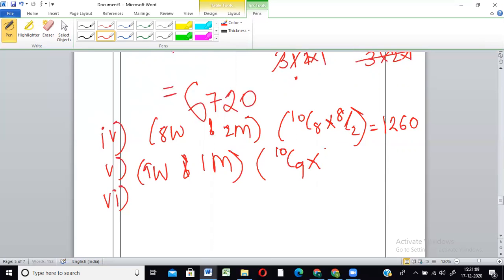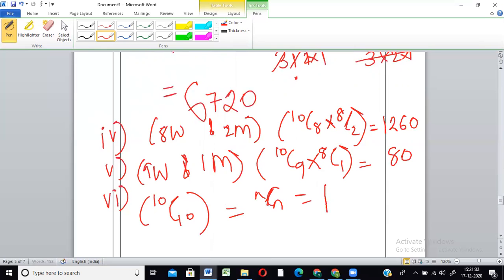10C9 into 8C1, that is 80. The last one is 10C10, because 10 women and no men, so right? 10C10 and then 8C0. That is equal to 1 only. Even 10C10 is equal to 1. nCn is always equal to 1 when the numbers are equal, right? So that answer is always equal to 1.